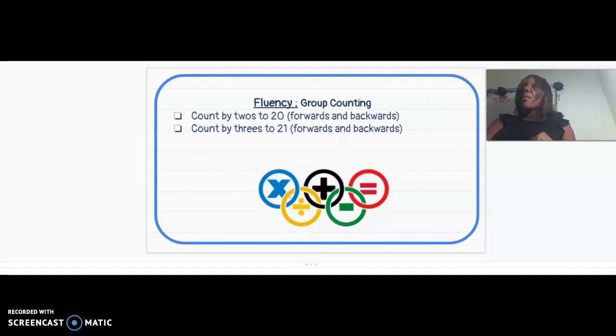Awesome work. Let's skip count by threes. Watch my fingers again. We're going to start at 3, going up. 3. Should have stopped at 30. Awesome. 30.